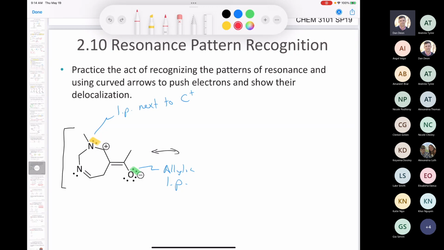There's one other one in here, isn't there, that I didn't bring up? One other pattern that you might recognize in here. But again, we'll talk about that after the break.